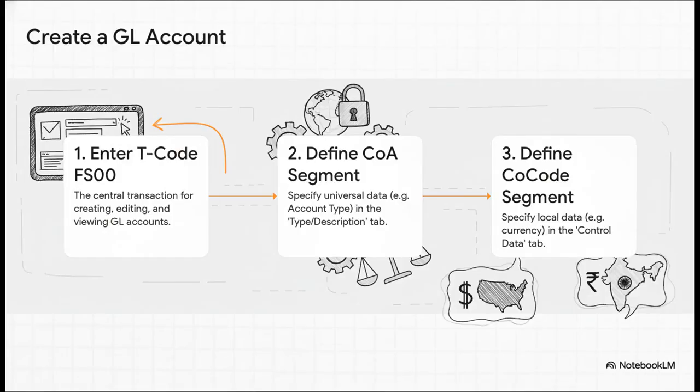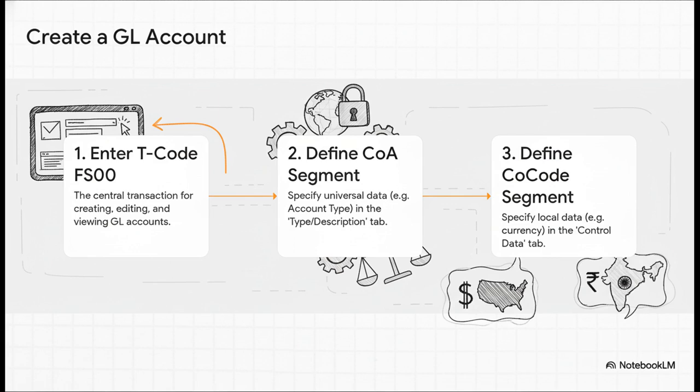So how do you actually create one of these accounts? Well, you'd use a transaction code like FS00 in SAP to get to a screen like this. But don't worry about the code. Let's focus on the idea behind it, which is actually pretty clever. Creating an account is a two-step process. First, you define it for the whole group at the chart of accounts level. This is where you say, hey, this account is for cash, and cash is a balance sheet item. That rule applies everywhere in every country.